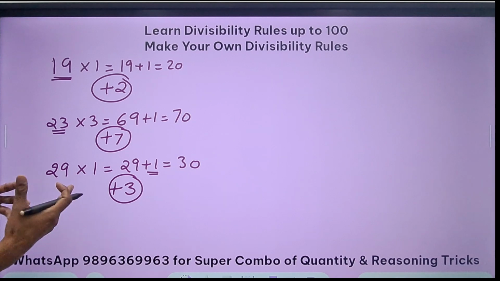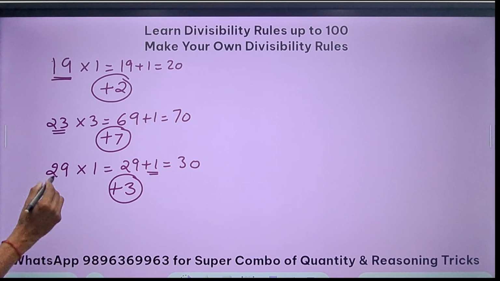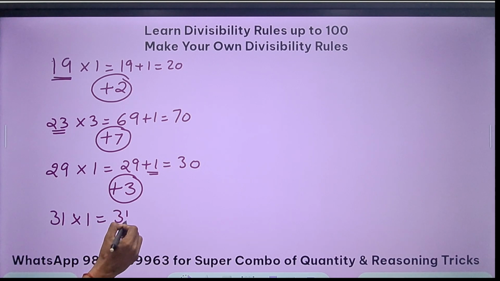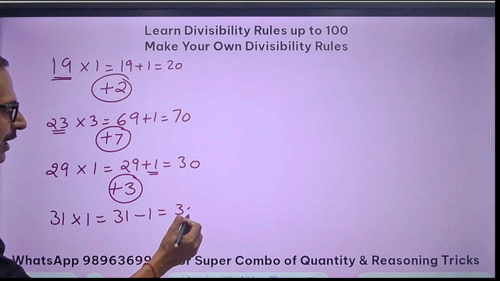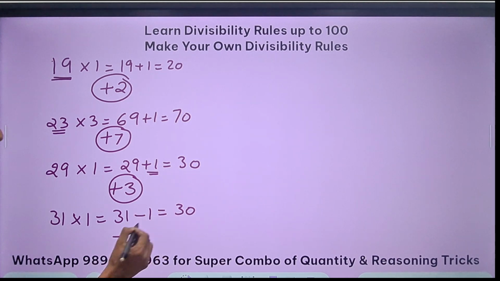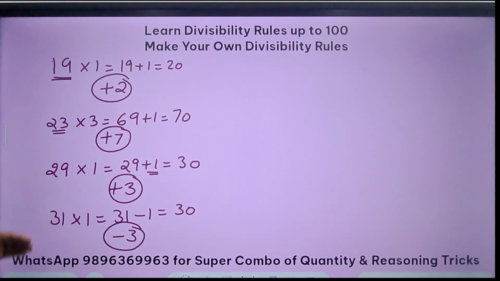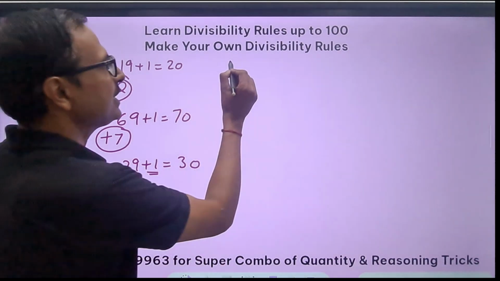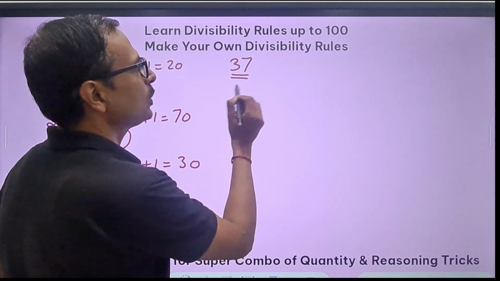Now you can keep on framing your own rules. Let's have 31, very easy. 31 times 1 is 31. Subtract 1, you get 30. The oscillator is negative 3. See? Which prime number is there for which you cannot frame the oscillator and you cannot frame the divisibility rule? I don't think that number exists. You can frame a divisibility rule for anything. Let's do 37. What will be the oscillator for 37?